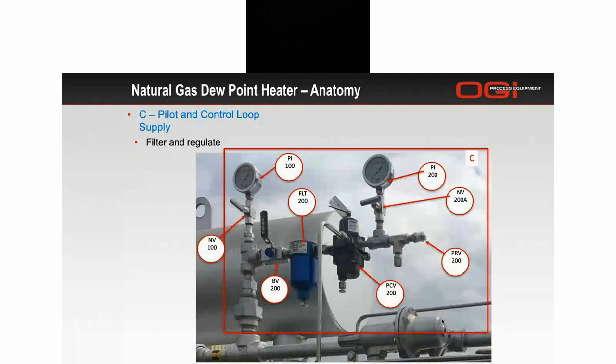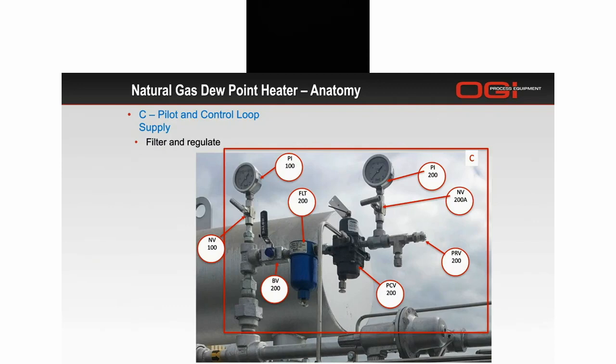All right, so here's the pilot and control loop supply. The point of this portion is to filter and regulate the instrumentation gas that's going to come through and really do our controls. I'm going to go into this in a little more detail when I get to the actual control philosophy section, so you can see how this really works.